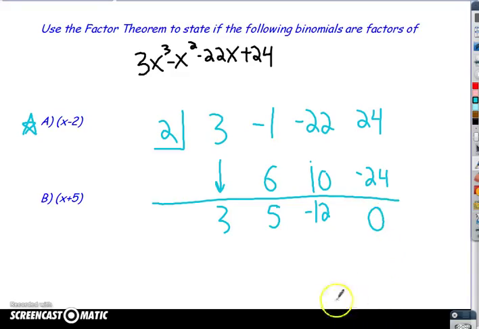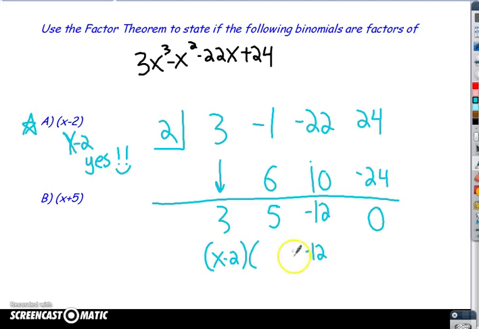I get a remainder of 0, so the first answer is yes. Yes, x minus 2, you are a factor. Woohoo! And we could go forth from this, building the polynomial. That's x minus 2. And then I have this material left. There's my constant of negative 12. There's my coefficient of x. There's my coefficient of x squared.